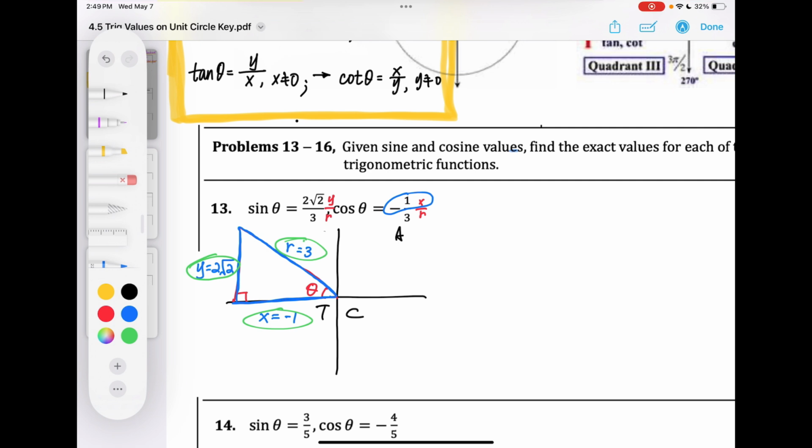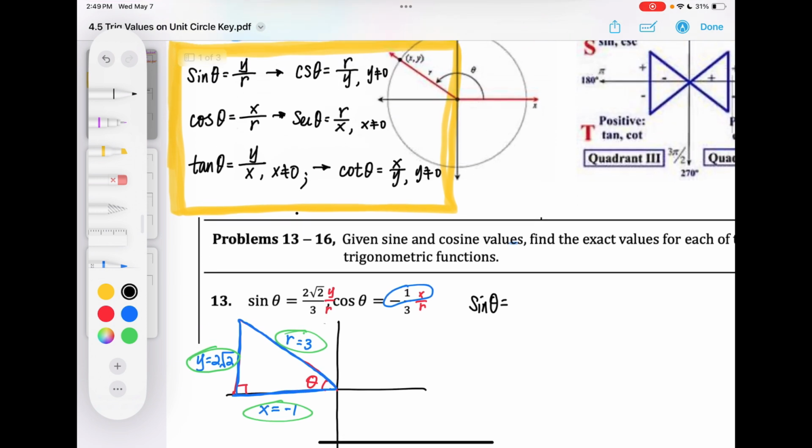Hello, SOH CAH TOA. Now in the classroom, I said that it's okay for you to verify that everything is correct. What do I mean? You can check it. Seeing is believing. Sine by the formula is equal to Y over R, so what you see is what you get. We got 2 square root 2 over 3. Check, that matches the given. And cosine is equal to my X over R. What you see is what you get, -1 over 3. Check, that is correct.